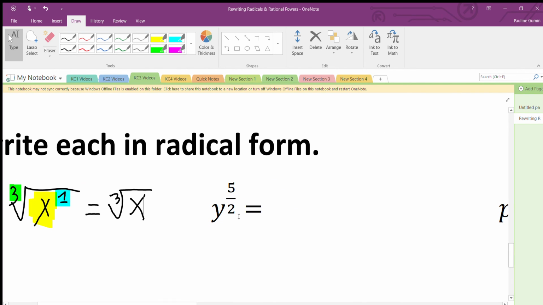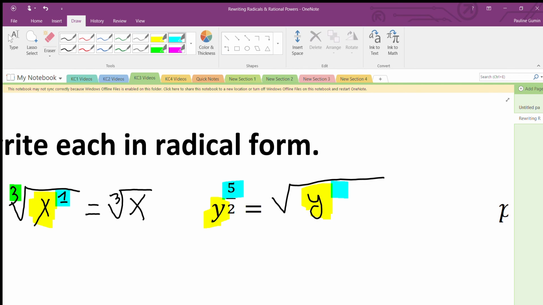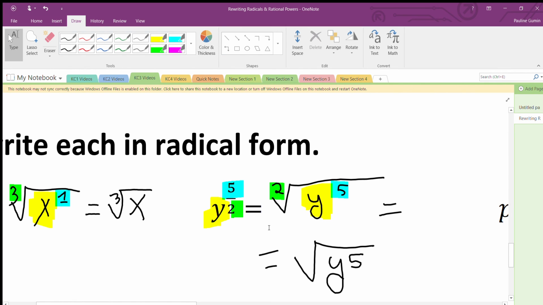Let's do the same thing with y to the power of 5 over 2. Just like the previous one, I'm going to write down my radical first. And let's begin by identifying the base. The base is y. The exponent is 5. And the root is 2. Now, do we really need to write that 2 in there? No, we don't. You can skip right to this step. But I wanted to make sure you see how we got there, where that 2 went.